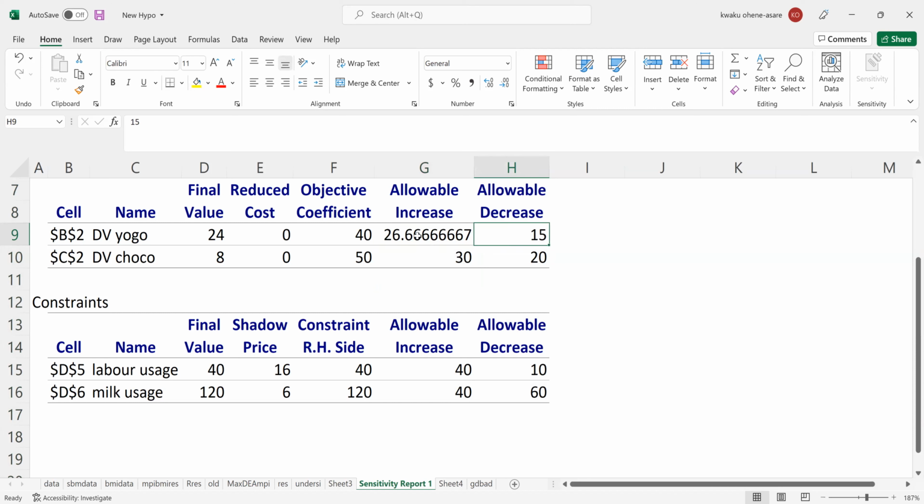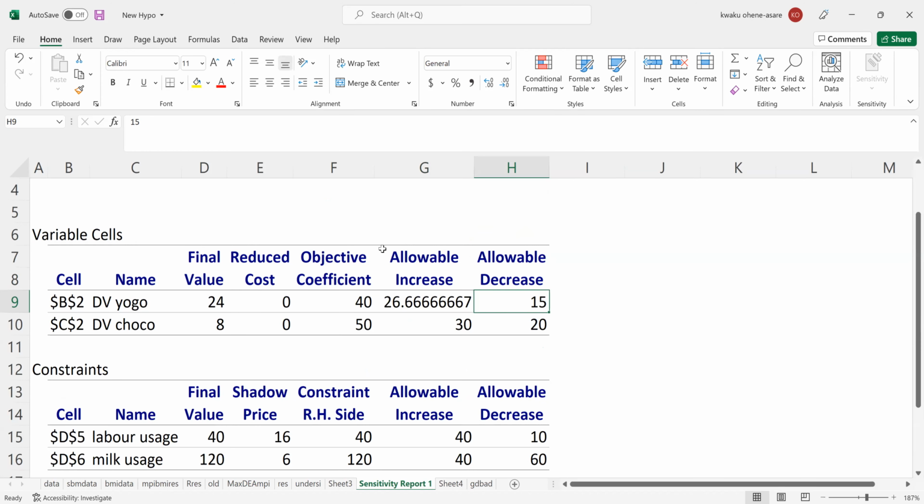Now, when you have the decrease in terms of the variable cells, it means that you should subtract it from the objective coefficient. The increase means that you should add it to the objective coefficient. And that is what it is for every other thing. Even for the constraint, the decrease means that you should subtract it from the right-hand side of the constraint, and the increase means that you should add it to the right-hand side of the constraint.